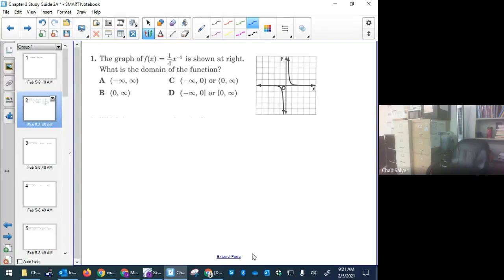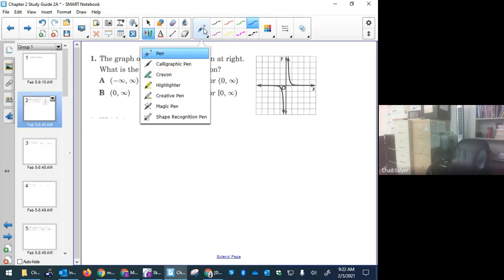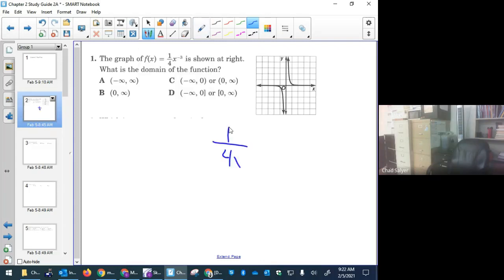All right, so this is the graph of 1/4 x to the negative 3 power, which is also 1 over 4x cubed. So that's where you get that division by 0 at x equals 0. And we see that here in the graph, that that's an infinite type discontinuity, and thus excluded. So C, as in Charlie, is the answer option here that's going to give us the appropriate domain.